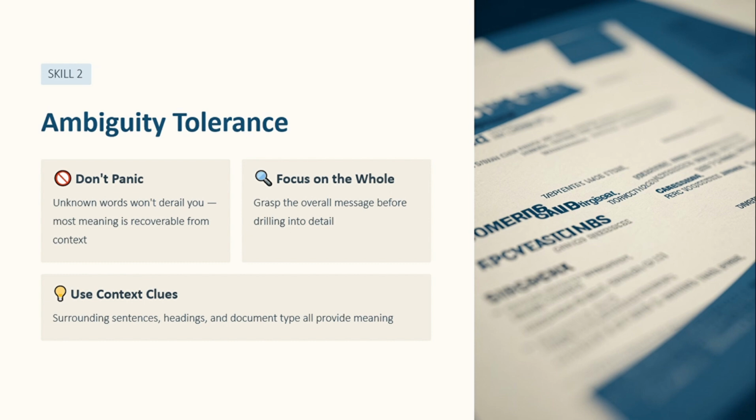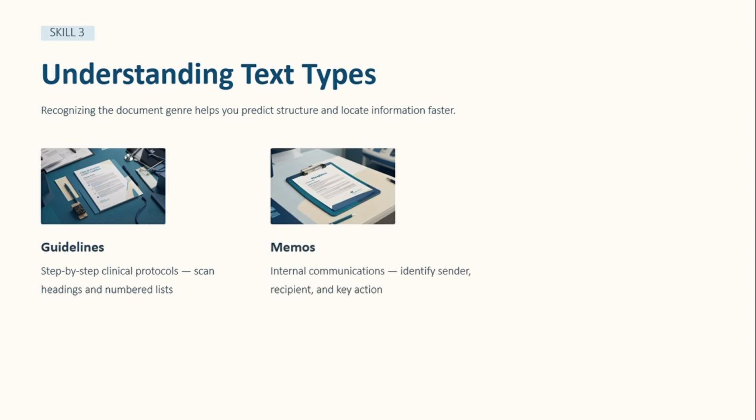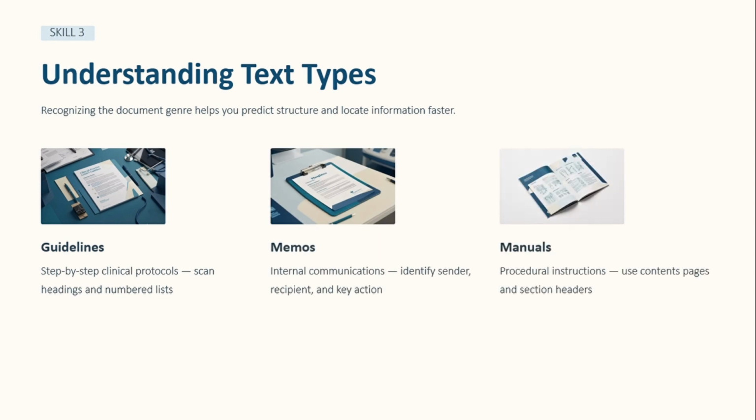Next, let's move to skill 3. Understanding text types. In OET, you will read different types of text such as guidelines, memos, manuals, and articles. Each type has its own structure and purpose. For example, guidelines are usually structured and direct, while memos may be brief and focused on specific instructions. Recognizing the text type helps you predict where information is located, saving valuable time.